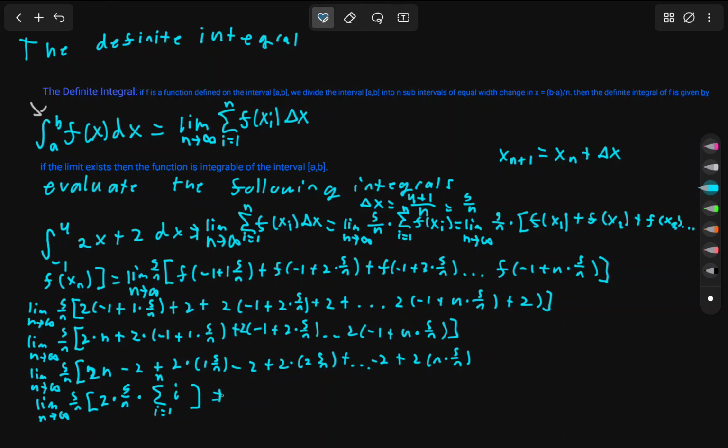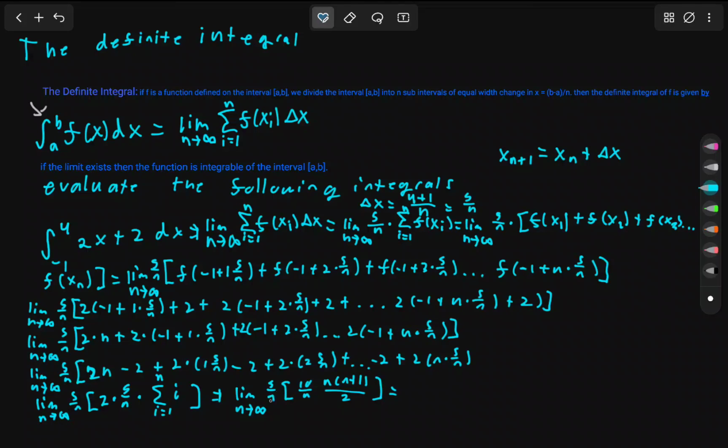Alright, now we just take the limit as n approaches infinity of 5 over n times 10 divided by n. Well, the cool thing about this is we know what this value is equal to. The summation from i equals 1 to n of i is the same thing as n times n plus 1 divided by 2.